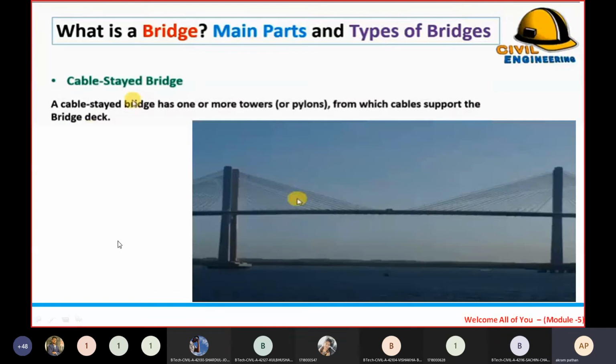Then another important type of bridge is the cable stayed bridge. A cable stayed bridge has one or more towers, known as pylons, from which cables support the bridge deck. So again we have the greater... or even in the case of the Mumbai Bandra Worli Sea Link. So such kind of cable stayed bridge we have constructed for major spans.